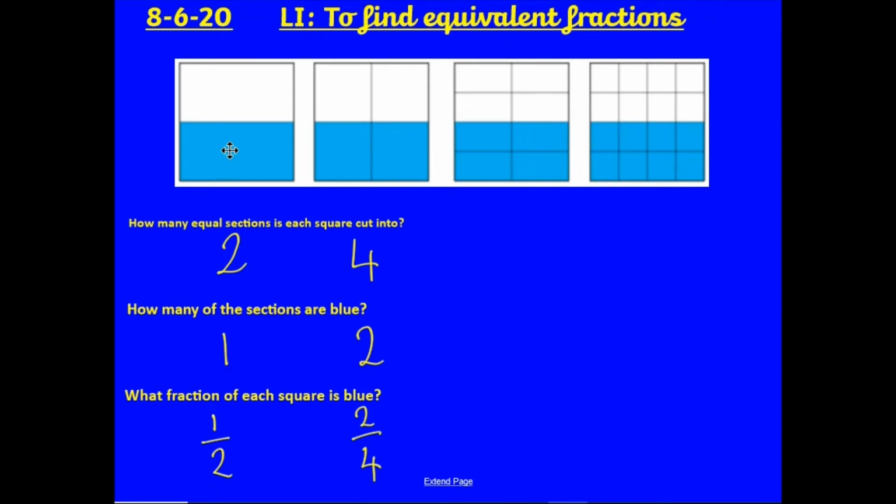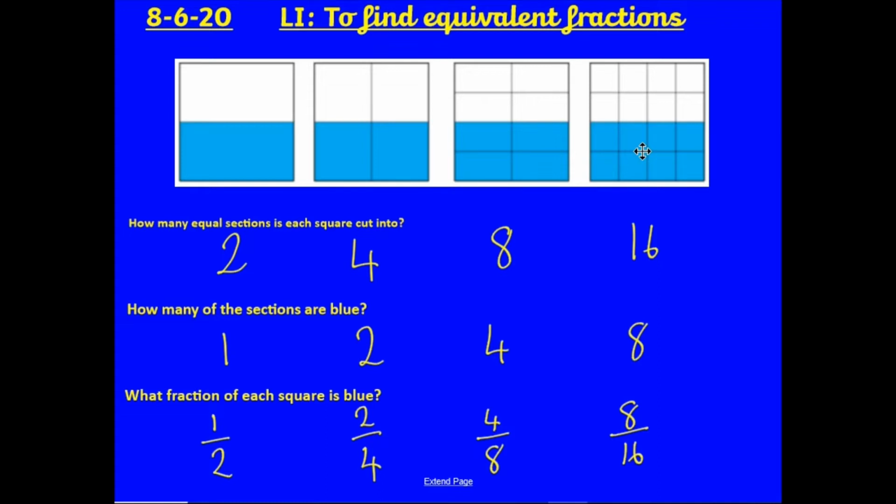Next one, let's go along again. This is into 8 pieces. How many are blue? Is 4, and as a fraction, that is of course 4 out of the 8 total pieces are blue. And again, same thing here. There are 16 pieces. How many are blue? There's 8 of the 16 are blue. So that is 8 out of 16, 8/16.